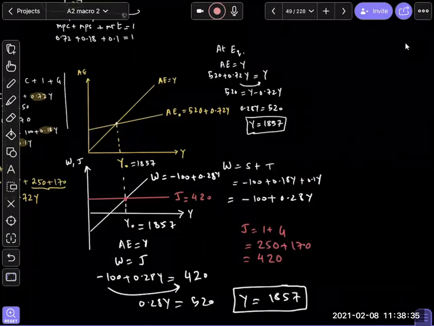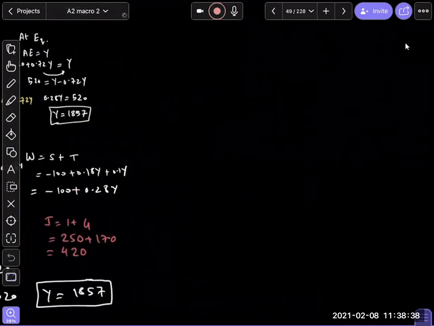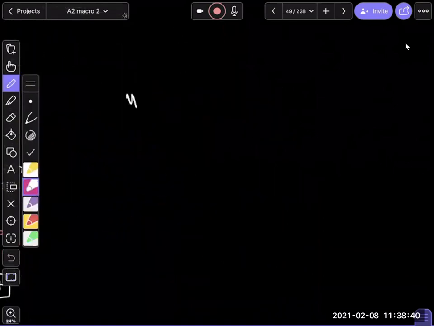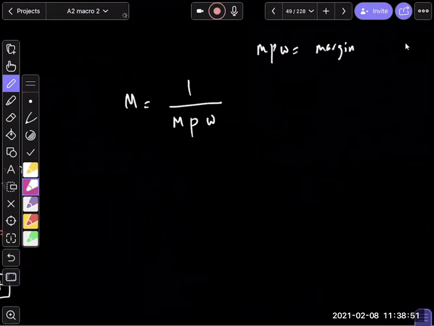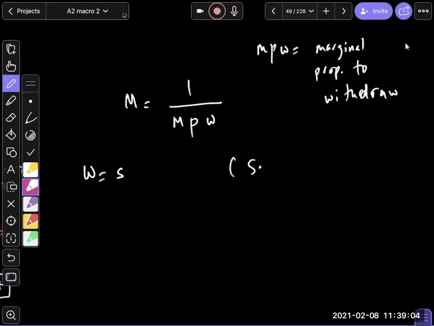So guys, can I have 1 minute of attention from everyone? This is an important principle to remember. Multiplier is always equal to 1 over MPW. MPW means marginal propensity to withdraw. What was the two sector withdrawal? In the two sector, the only withdrawal was saving. This is your two sector. And that's why my formula was 1 over MPS was my multiplier.